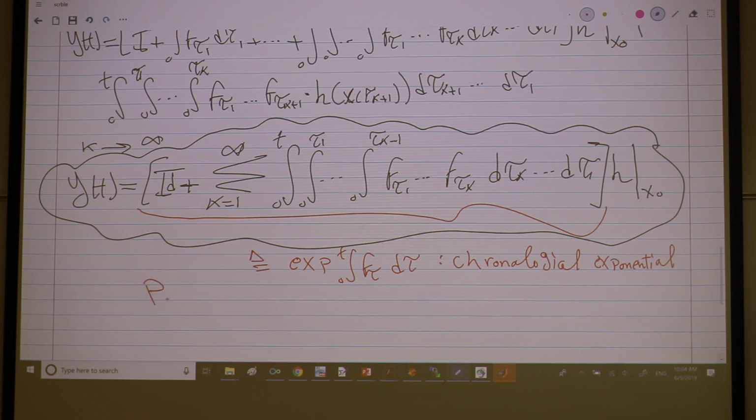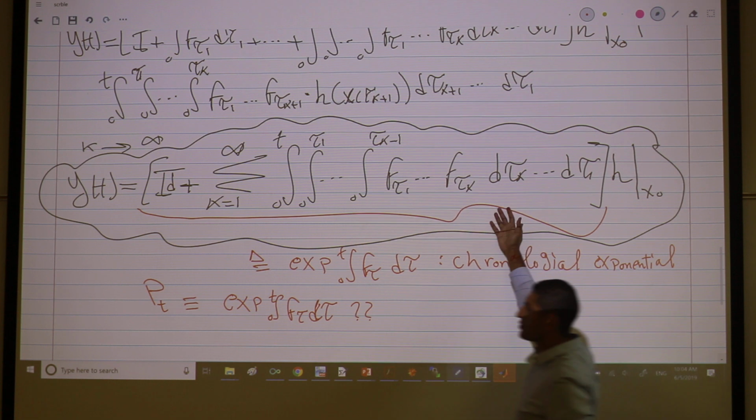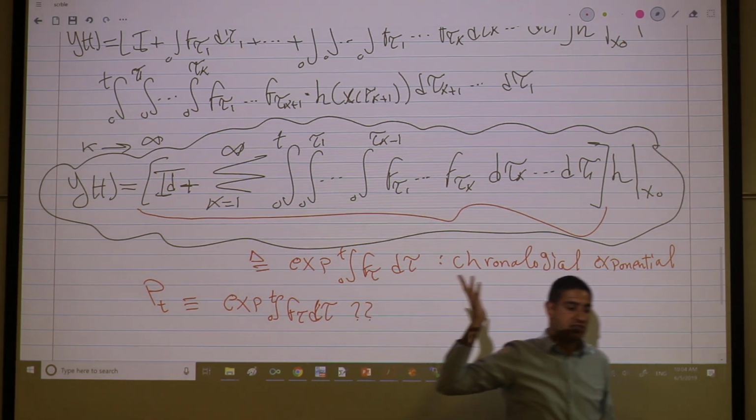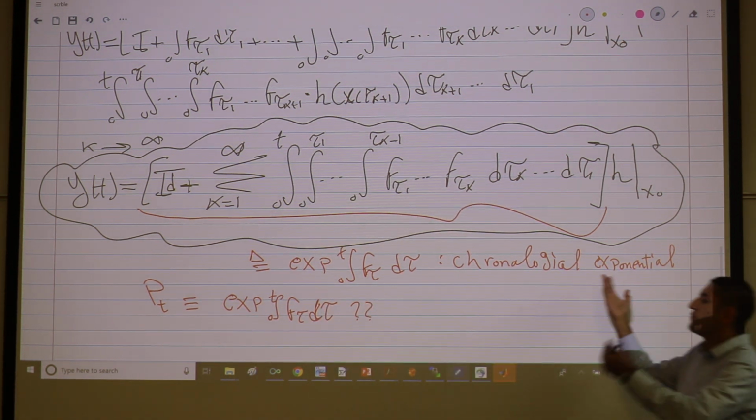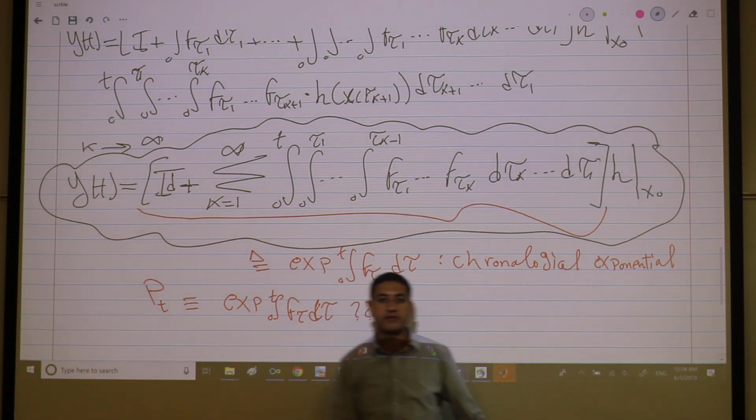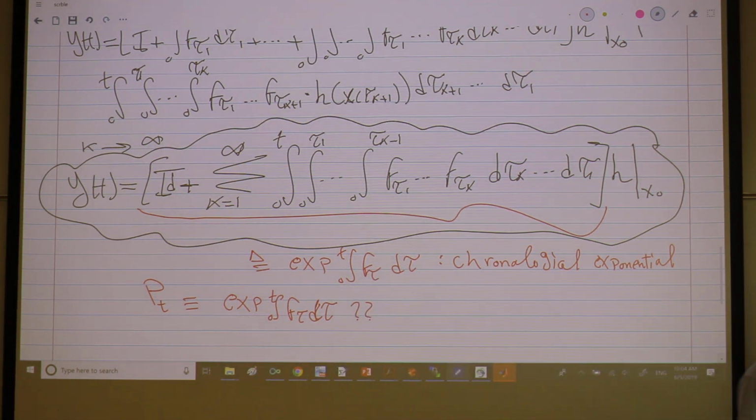And it seems that P_t is equivalent to this exponential. We don't know yet. We need to show the convergence. Does it converge or not? Right? What are the properties that this series has? And if it converges, does this converge to the solution of the differential equation or what? Okay?